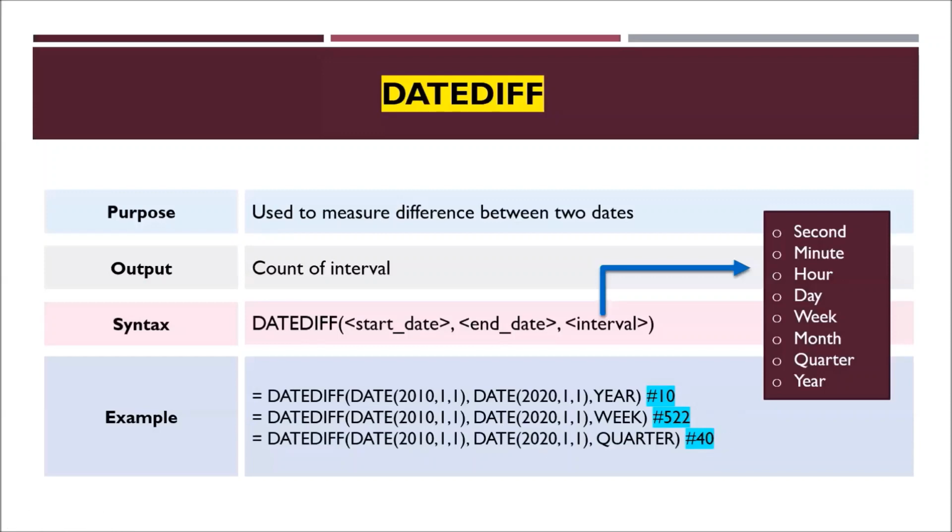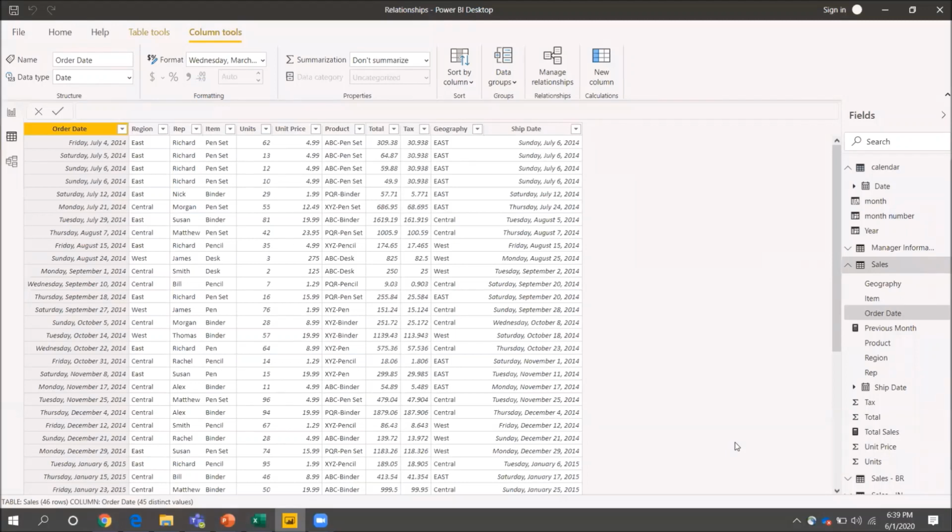Now to show you how this can be done in Power BI, here I have my data set of sales, wherein I have order date, region, sales representative, item, units, unit price, and all these columns. And another column I have is ship date. So here I have two date columns, one is order date and the other being ship date. Organizations often want to know how much time it takes for an order to ship. So basically they want to know the difference between my ship date and order date. And in such a scenario, I can use dateDiff.